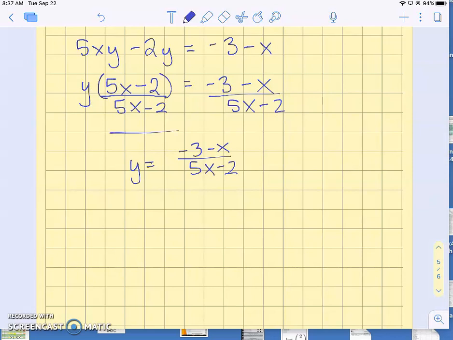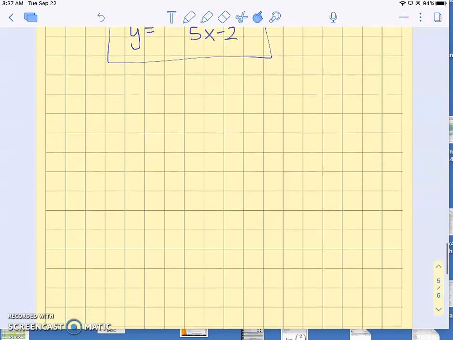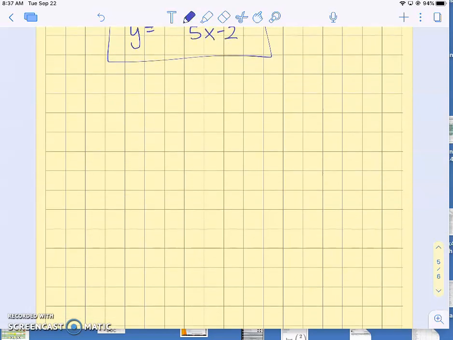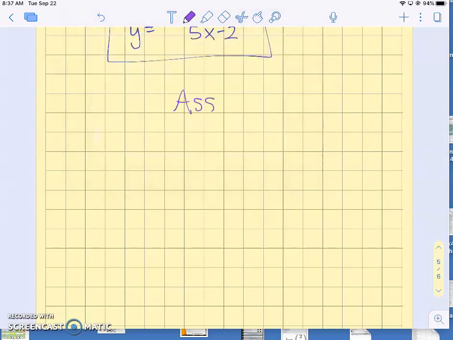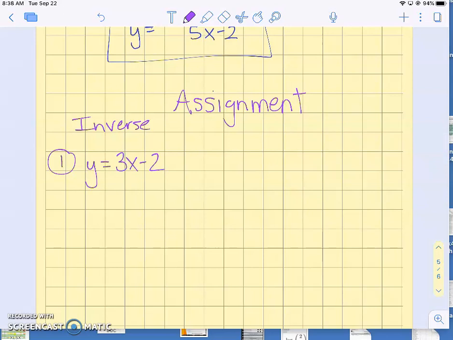Oops, didn't mean to put that box there. So your assignment for today, there are 3 problems that I want you to find the inverse of. I want you to come tomorrow with these done, and you can add them right to your notebook. So all of these you're going to find the inverse of. So the first one is y equals 3x minus 2. I take that back. You're going to do 4.